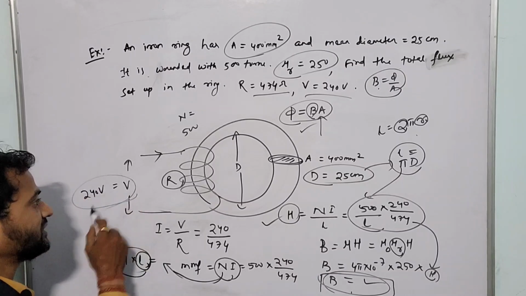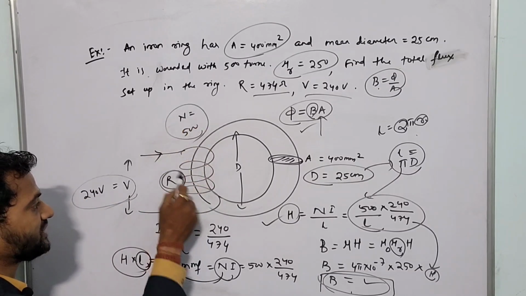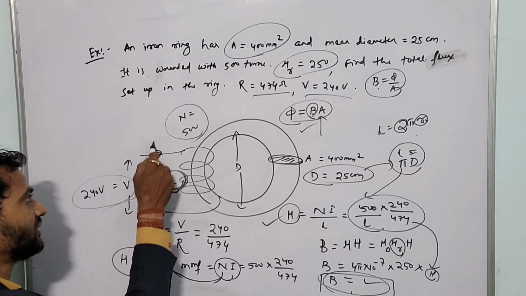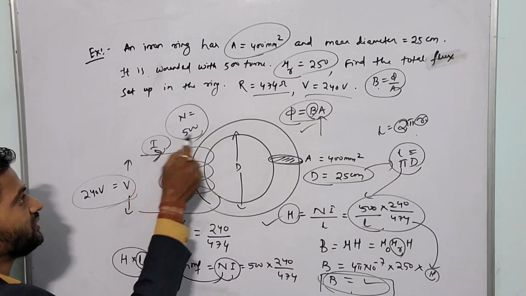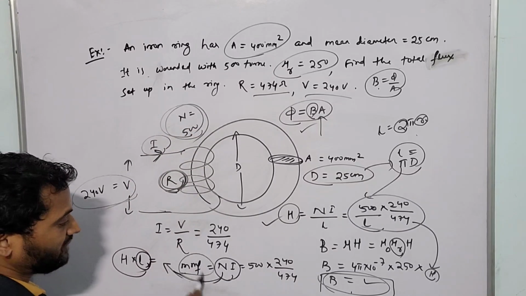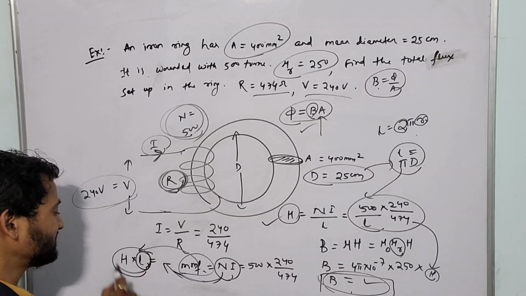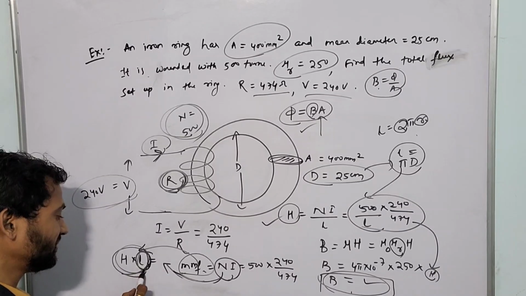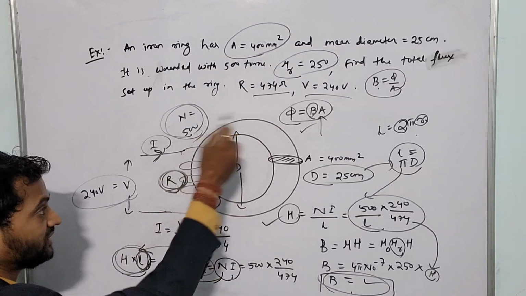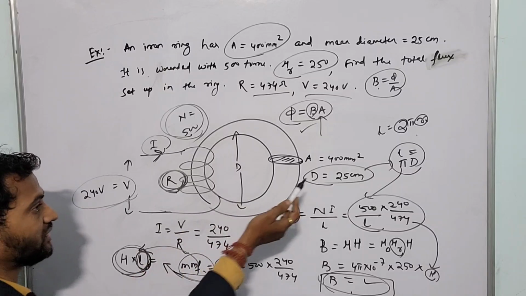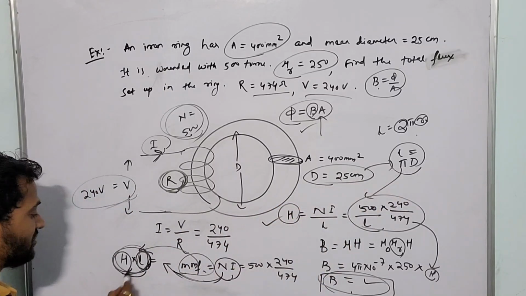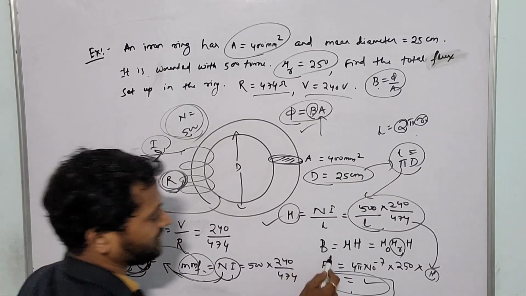And supply voltage is given, number of turn is given, resistance is given. If resistance is given, you can fast find out current. Current into number of turn is mmf. Mmf is nothing but HL. H is magnetizing force. L is the length of the magnetic circuit, which is 2 pi r or pi d. Then यहाँ से तुम्हें H मिल जाएगा. H अगर मिल जाएगा, then B मिल जाएगा.